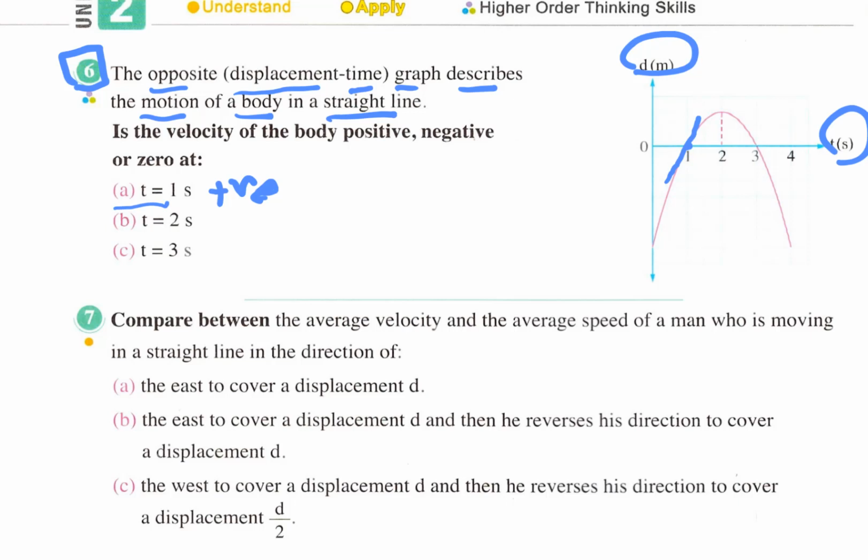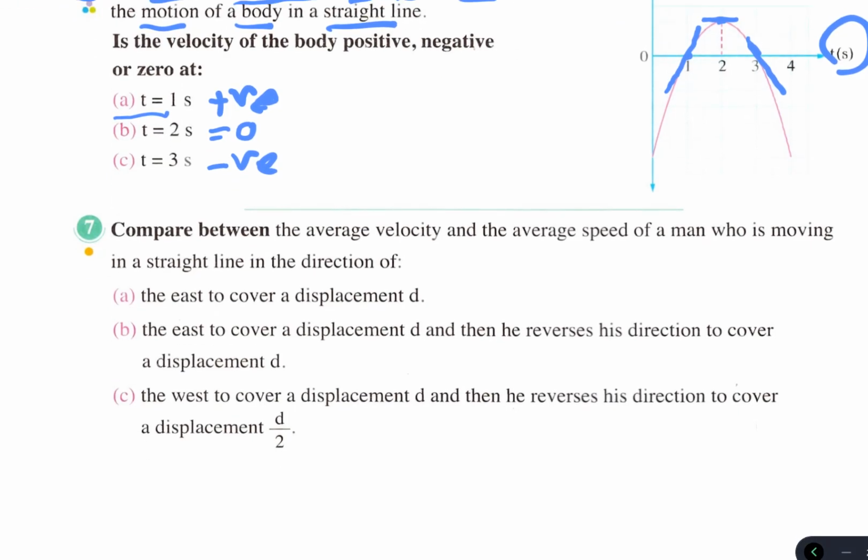At t equals 2, here is the tangent. As you see, the slope of this tangent vanished. It means it equals 0, right? For t equals 3, the slope, as you see, is going down. So this slope is negative. So the velocity becomes negative. Let's move to number 7.